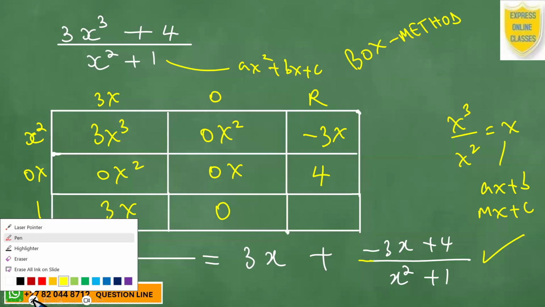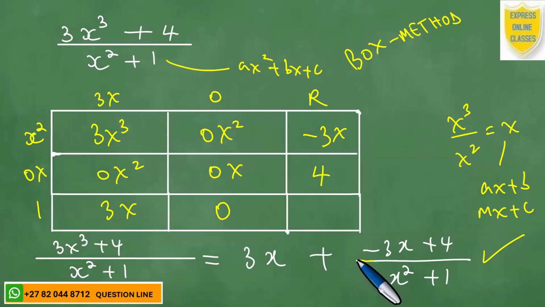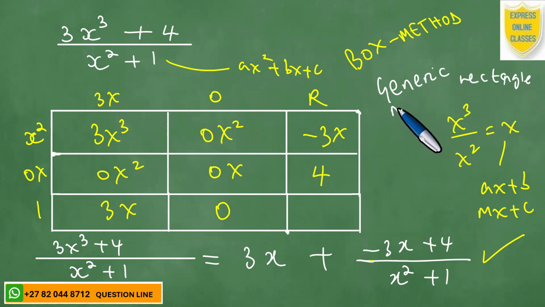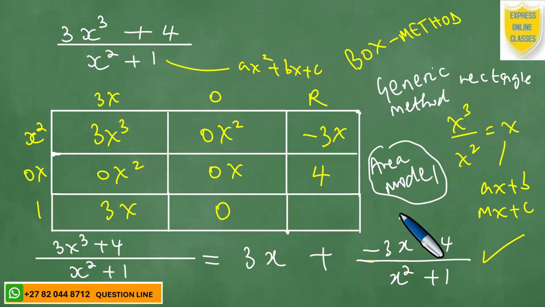And so we will be trying the next little problem and seeing what we are able to achieve, bearing in mind that we're using the box method, or what we call the generic rectangle method, or the area model.